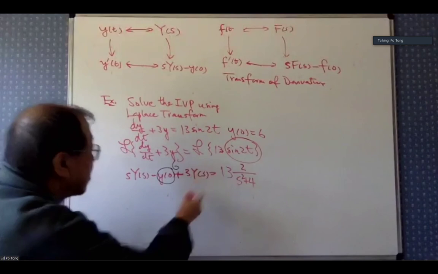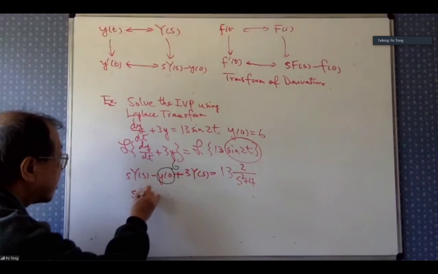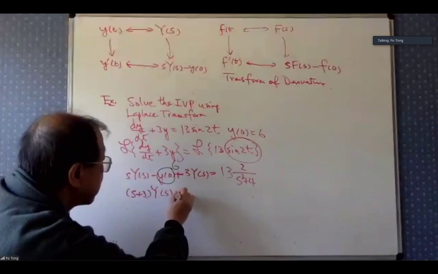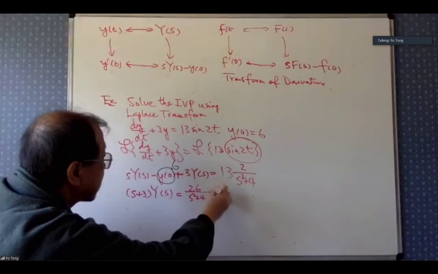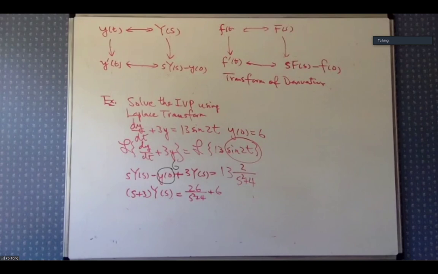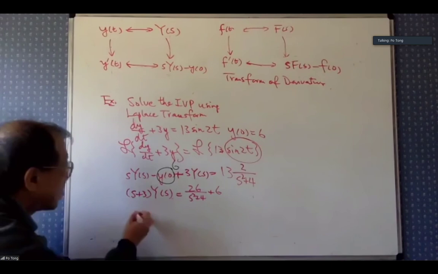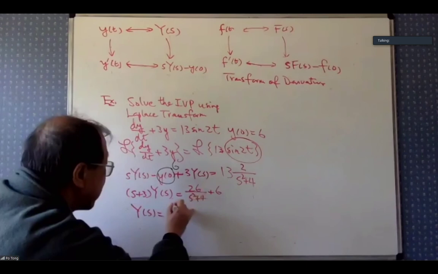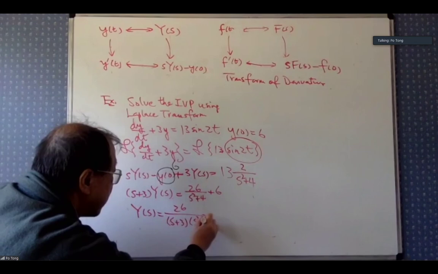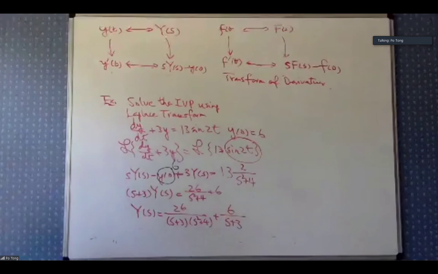So this will be (s plus 3)Y(s) equal to 26 over s squared plus 4, plus 6. Okay. Are you guys still with me? Y(s) will be 26 over (s plus 3)(s squared plus 4), plus 6 over s plus 3. Do you guys still follow up to here?